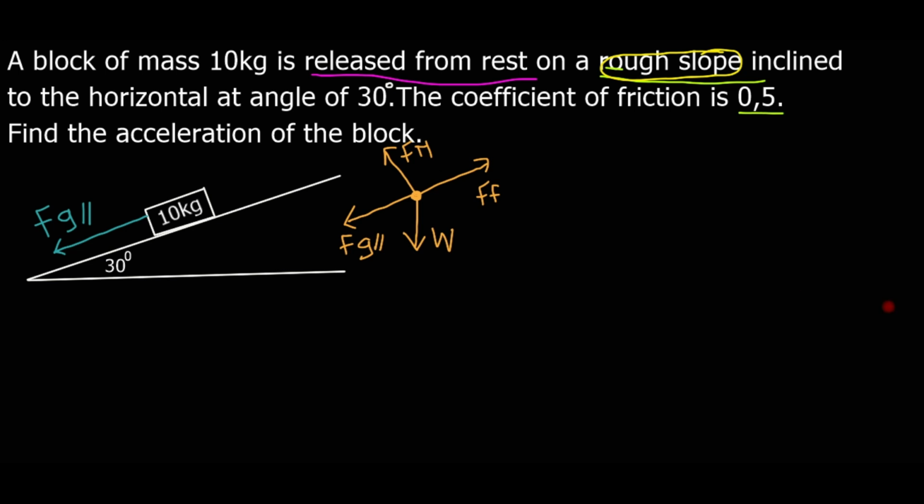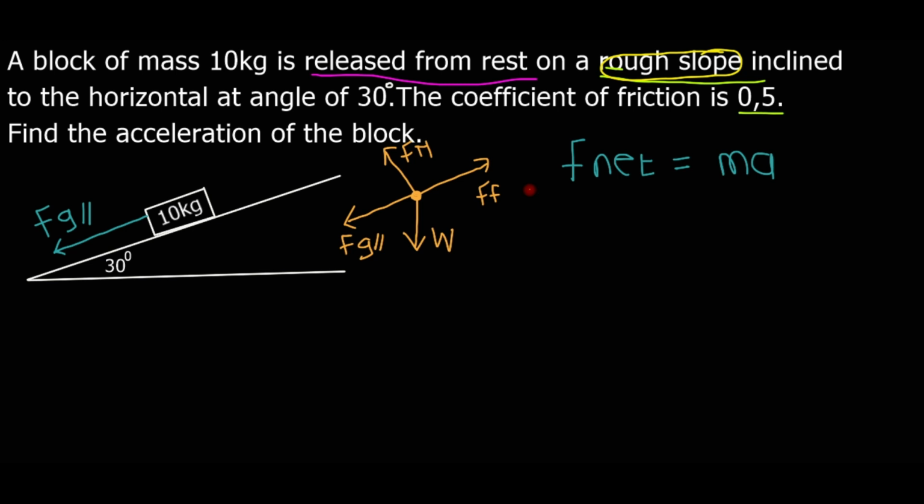So now let's solve this question, where we find the acceleration. In the previous video, we found the acceleration using this formula, Newton's second law: acceleration, and then mass. But let's look at this part, F net. F net is the vector sum of all forces acting parallel to the direction of motion.